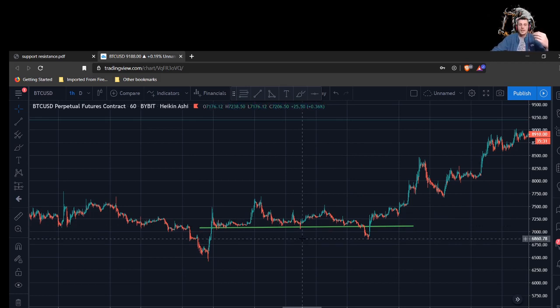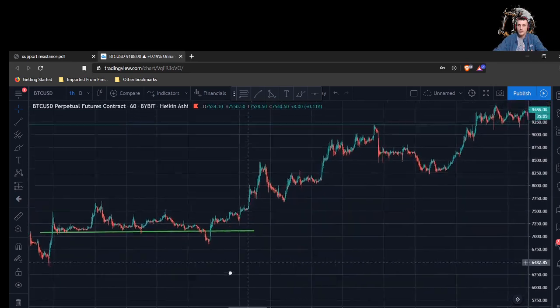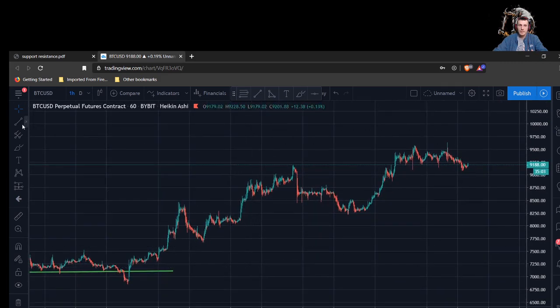Every time you come down and you're testing support, you're testing all the guys down here that have buy orders in. Well, what's going to happen, you test it so many times and all the buy orders are gone. You have bought them all and there's nothing left to buy. That's where you get your breakdown. And as you can see here, we broke down. Kind of wasn't the best example. Here's another decent one.